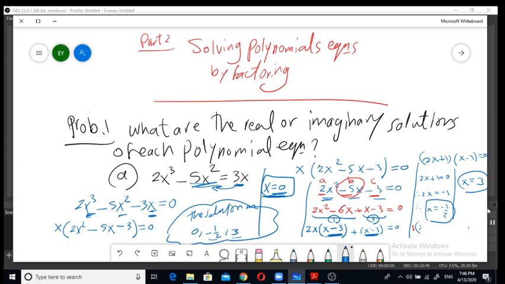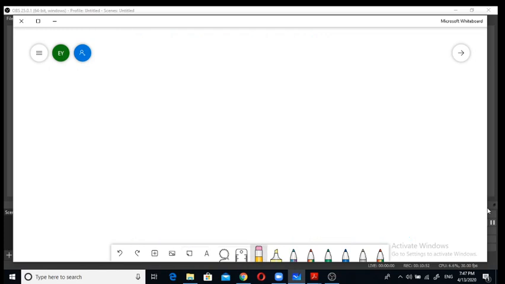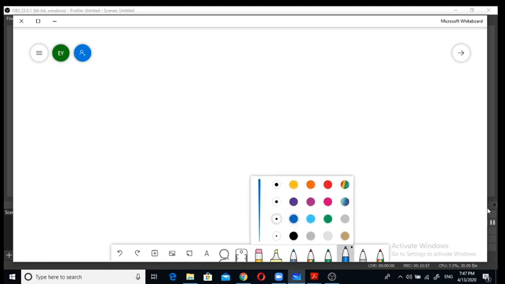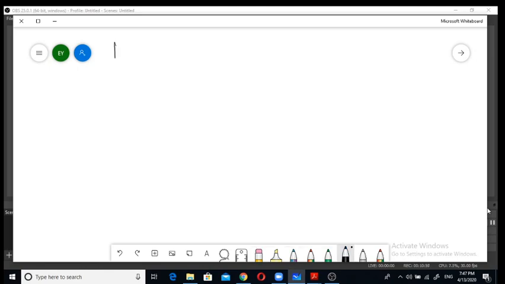Let's see problem 1b. Problem 1b: What are the solutions for the below equation? 3x power 4 plus 12x squared equals 6x cubed.